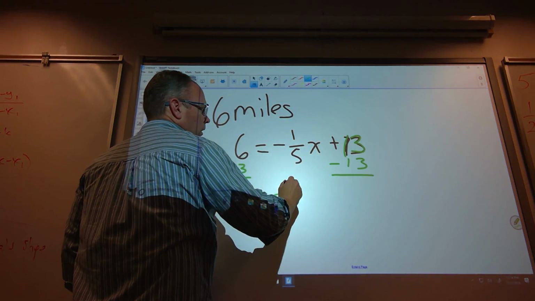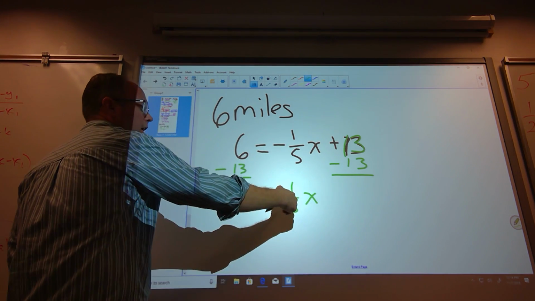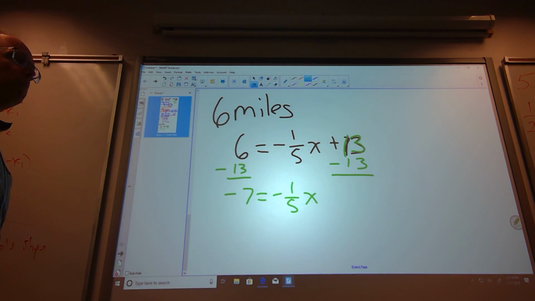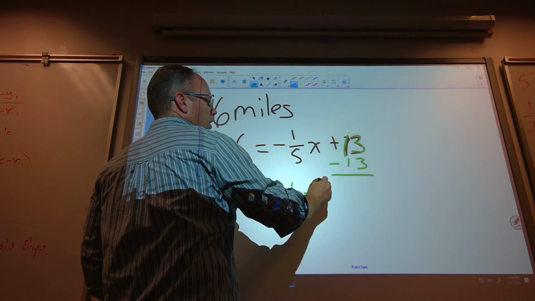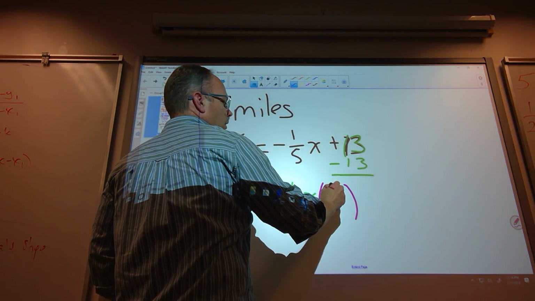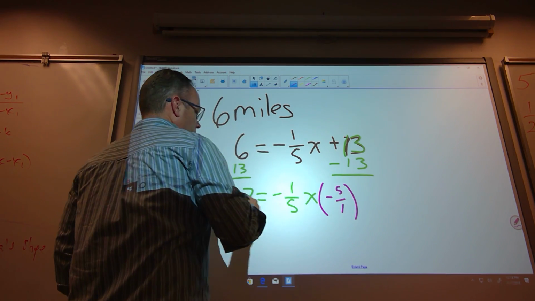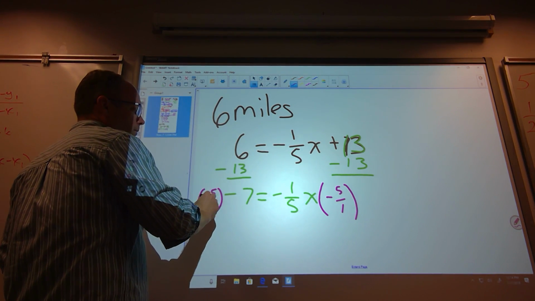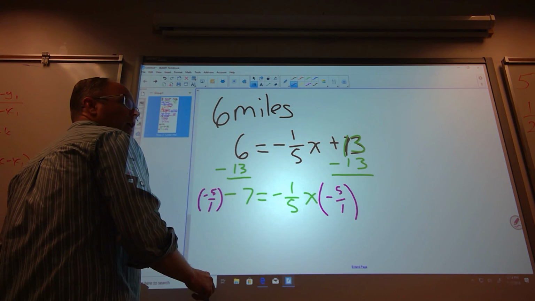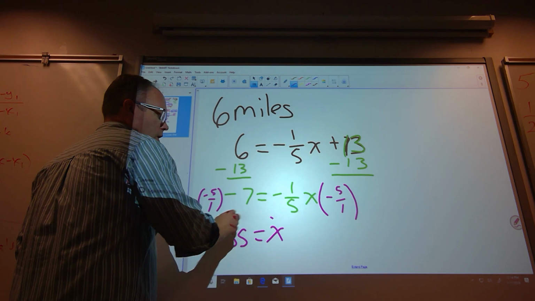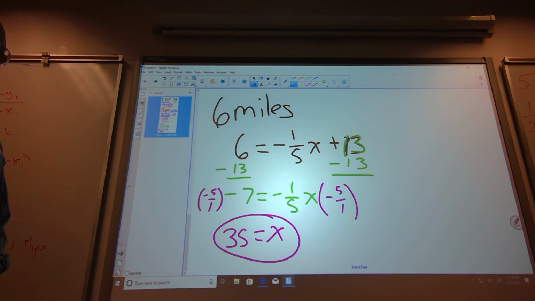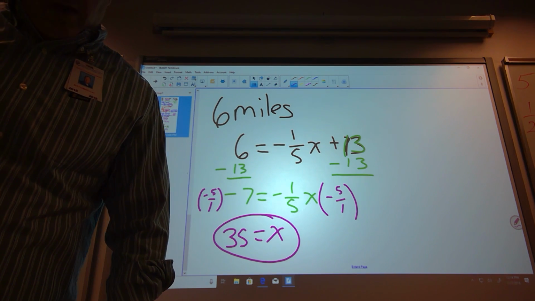How do I solve this for x? What should I do with this 13? It's already plus. So what's the opposite of add? Subtract. Negative 7 equals negative 1/5x. How do I get x all by itself? Divide by 1/5. If I divide by a fraction, that means I multiply by the reciprocal. Agreed? So negative 5/1. So I'm going to multiply this side by negative 5/1. So what's negative times negative? Positive. 5 times 7 is 35. So when he is 6 miles from school, he has ridden his bicycle for 35 minutes. Cool? All right.